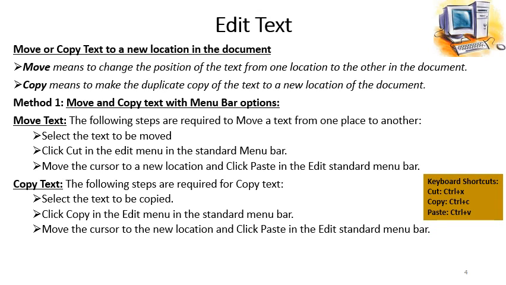The keyboard shortcuts for these commands are, for the cut command, the shortcut key is Ctrl+X. We have to hold the Control key and press X, and this will perform the cut command. For the copy command, the keyboard shortcut is Ctrl+C. While for the paste command, the shortcut key is Ctrl+V.